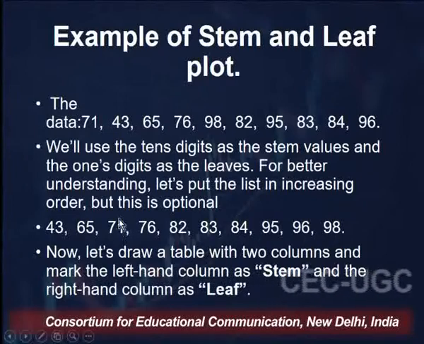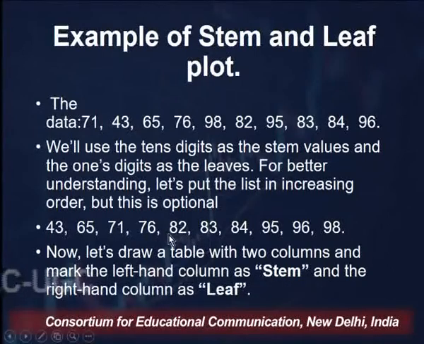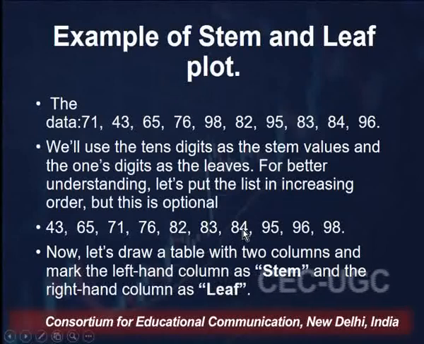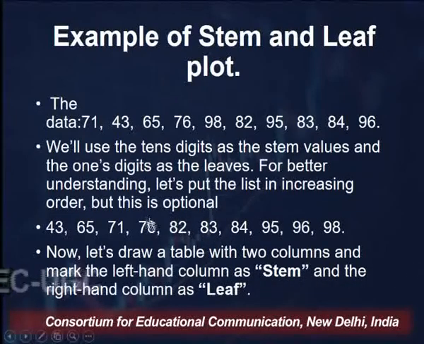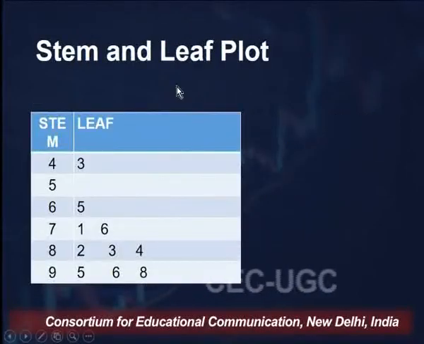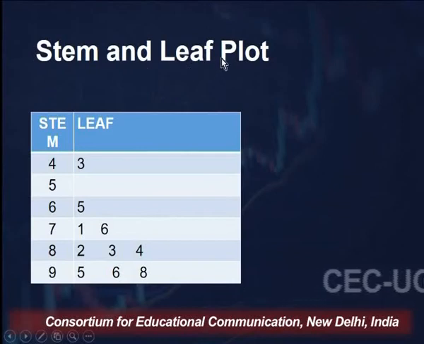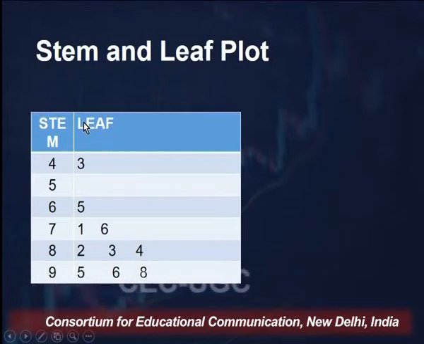And we will plot the leaves in front of the stems. So, for example, for 8 I will write the numbers 2, 3, 4 in front of it, so that we understand that 82, 83 and 84 are represented. So, this is the stem and leaf plot that we are going to obtain. Here the first column is stem and the second column is leaf.